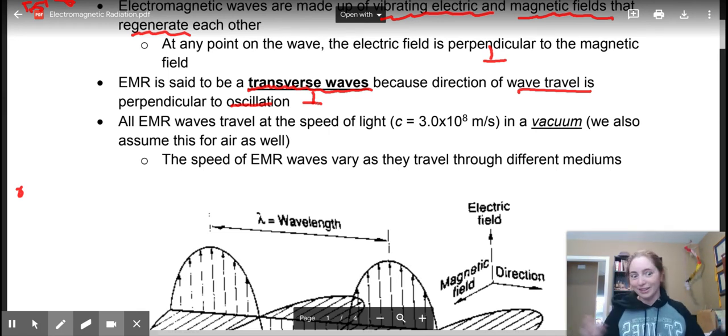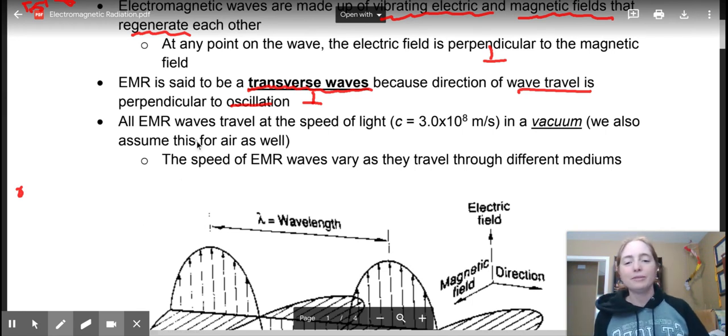I mean, really. Okay. So EMR is a transverse wave, so its energy is going up and down while the wave is going forward. Okay, energy is going this way, direction travels this way, whereas the wave is going up and down. Cool beans? Cool. All right.